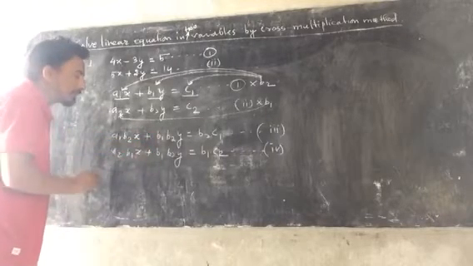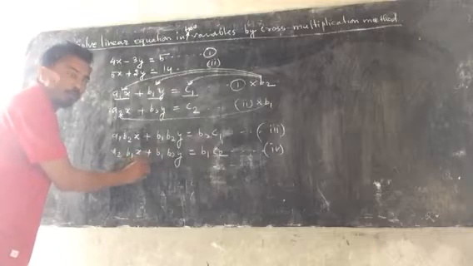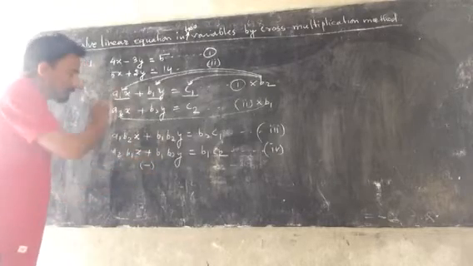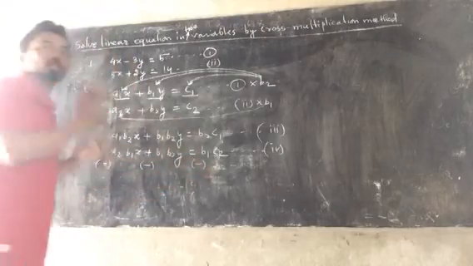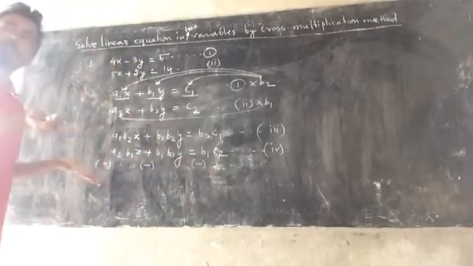Just to subtract it, we have to change the sign of this, or not. If you change the sign of this, then you have to change the sign of this also. You have to change the sign of this. It is the shortcut method. Okay, you can do it directly in this way also.